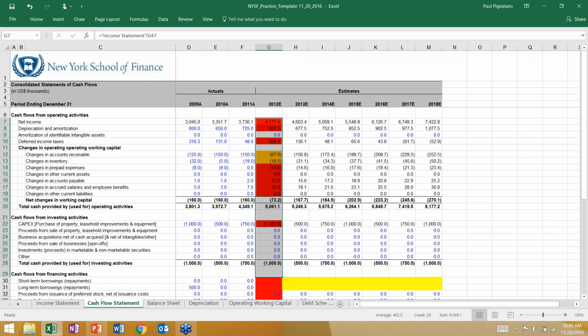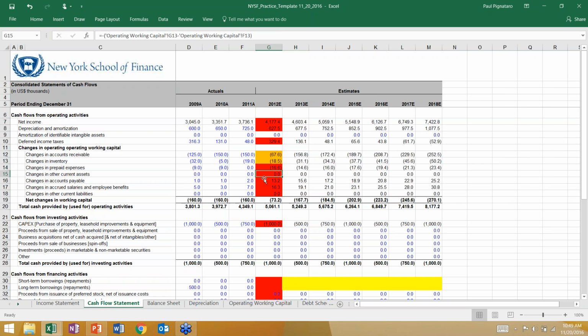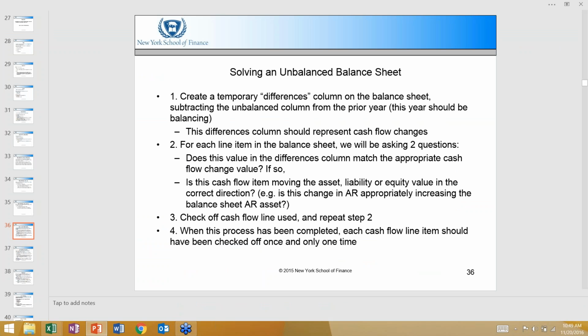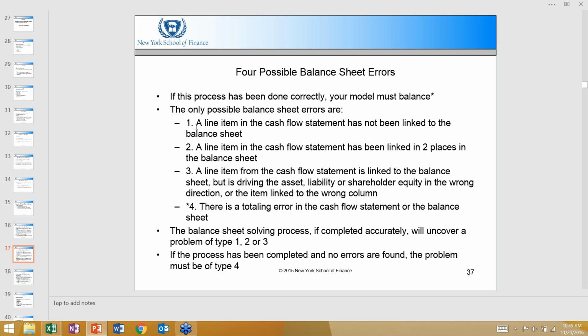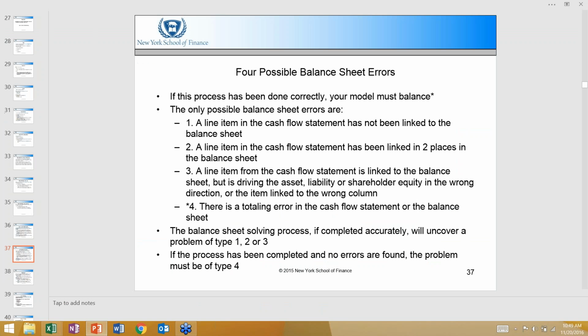If you've gone through this whole check process and you're at the bottom and you've realized there are line items that you didn't highlight, then you've detected a problem of type 1. You've identified a line item in the cash flow statement that had not been linked to the balance sheet. If you're going through the differences process and you've highlighted a line item and you've seen that it's been highlighted again, in other words, it's been linked twice, you've identified a problem of type 2. A line in the cash flow statement that's been linked in 2 places.